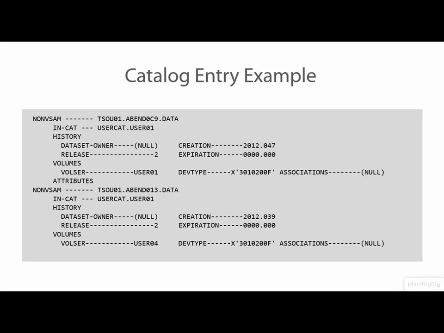Here's an example of a catalog entry for standard data sets. They are classified as non-VSAM data sets, and you can see in this case here, it indicates the name of the data set, it indicates which catalog it is recorded in, in this case usercat.user01. We have the volume serial number, and then we have a device type. Now the device type looks cryptic because it's a hexadecimal value, but in fact this particular designation here indicates a 3390 disk drive. So this is what the system is going to use now when it looks up these particular data sets.